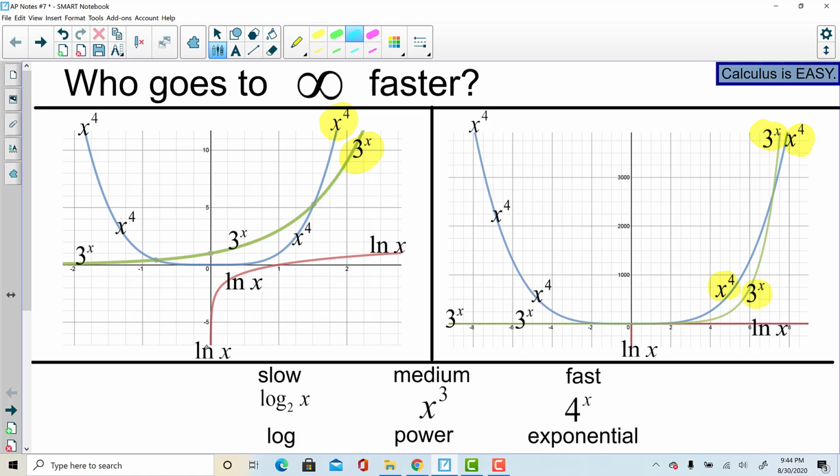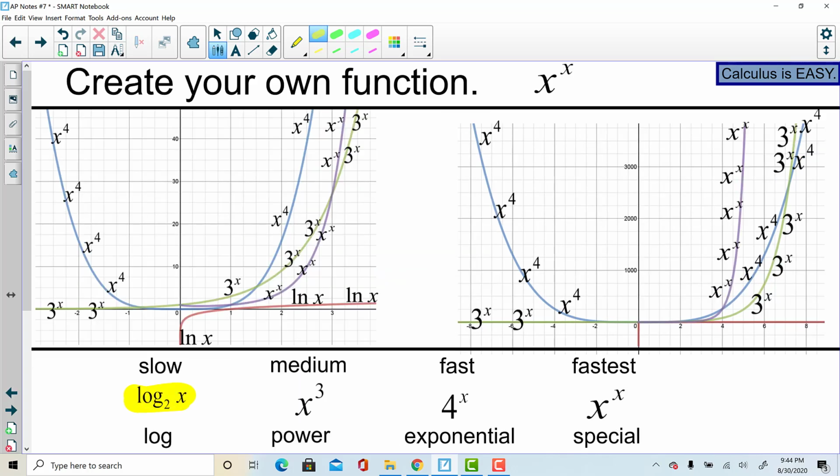Now we're saying the one that goes to infinity the slowest is going to be a log, and you can see why. The log is really close to the x-axis. So the slowest one is the log, the medium one is a power function, and the fastest one is an exponential function. Is there anything faster than an exponential function?